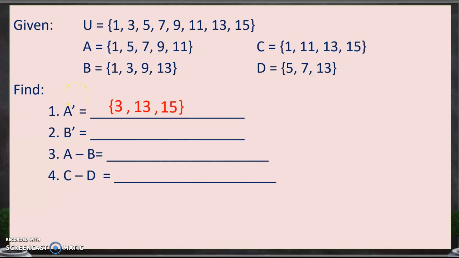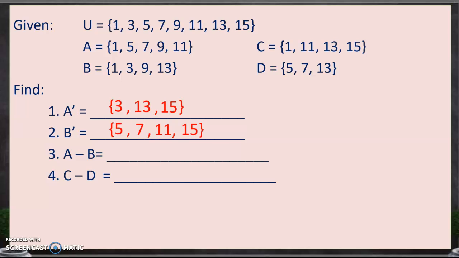How about B prime? It is the complement. You will look at the universal set and set B. The elements of B are 1, 3, 9, 13. So the elements that are in the universal set but not in set B are 5, 7, 11, 15. So B prime is 5, 7, 11, 15.